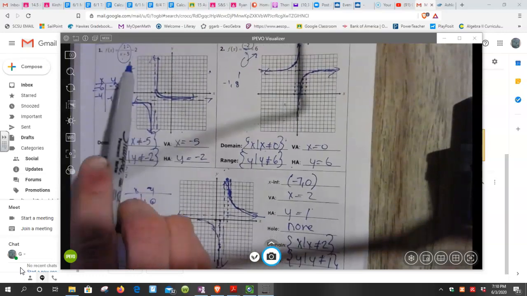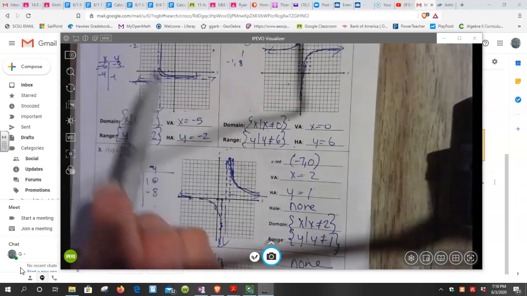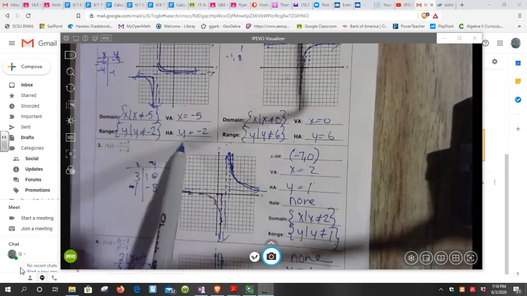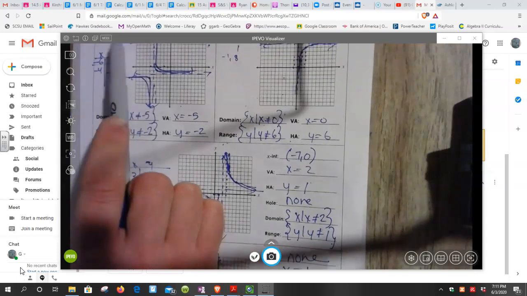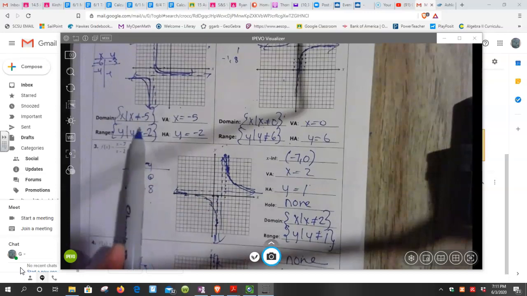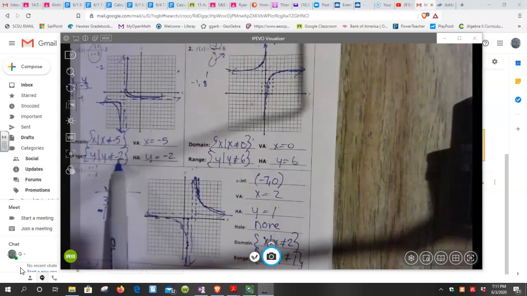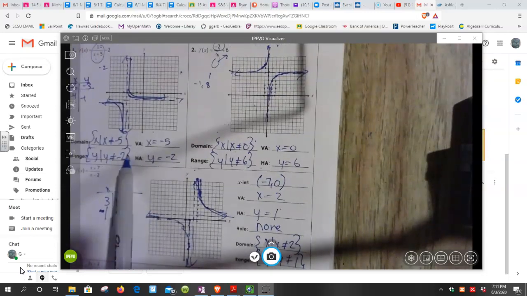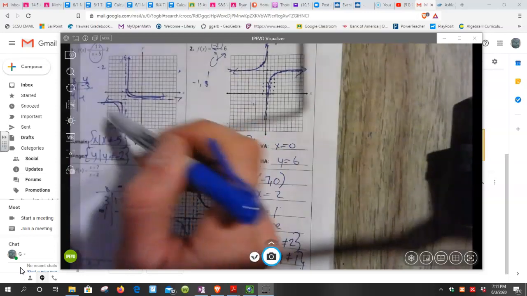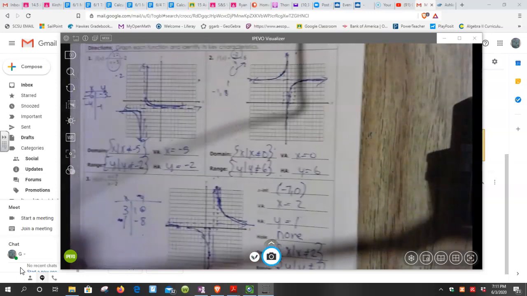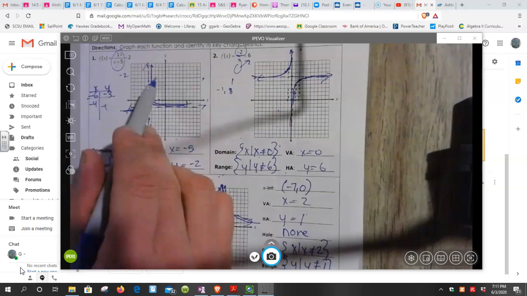So you're going to have a vertical asymptote of -5, a horizontal asymptote of -2 after you put a 0 in here, and domain and range are as follows. They can't equal those values, but they can equal anything else. So you draw in the asymptotes. You plot a couple points and you can see the general shape.